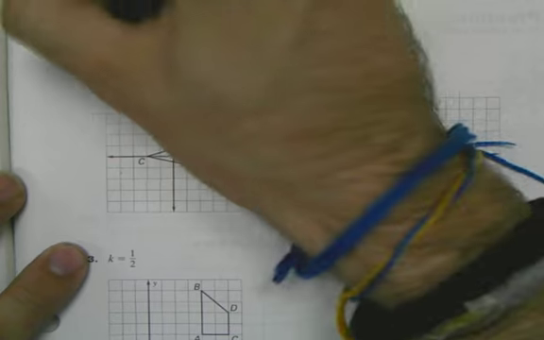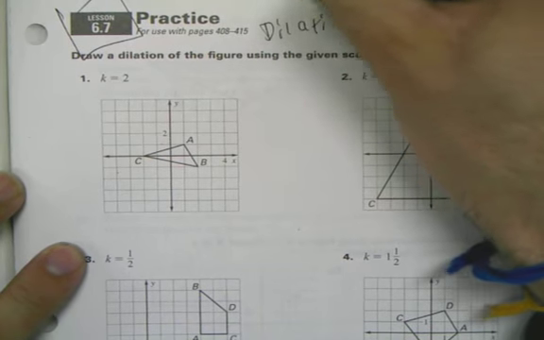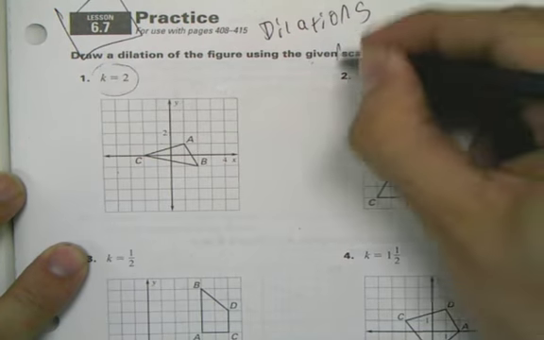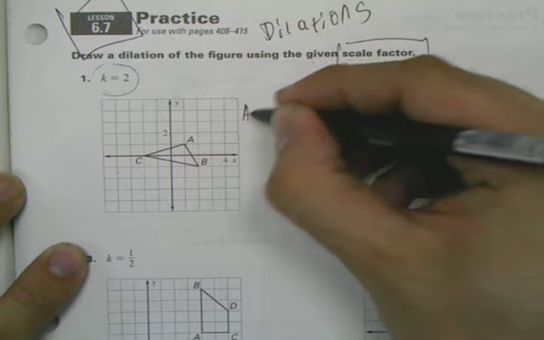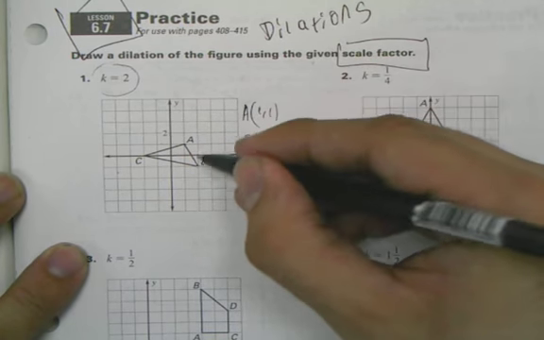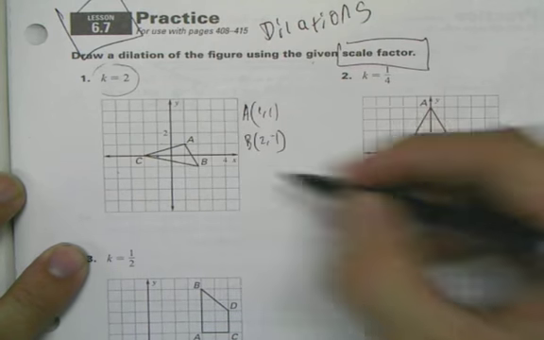All right, let's talk about 6.7, which is focusing on dilations. If we have k, which is going to be our scale factor, that is what we really care about. Let's take all the points. Let's take A, that's 1 comma 1. We have B, which is 2 comma negative 1. C, which is negative 2 comma 0.